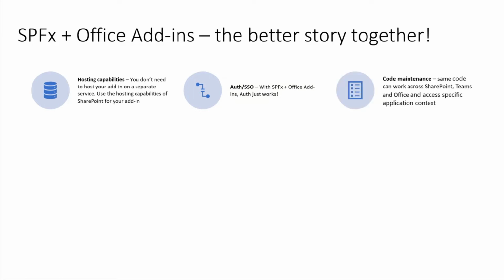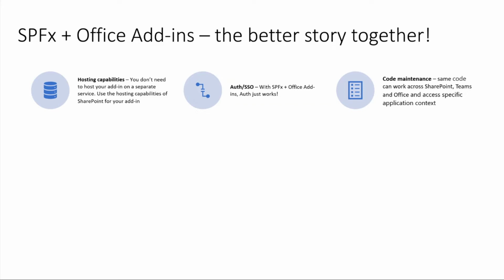Now, the code maintenance is a good thing as well. So the same code can work across SharePoint, Microsoft Teams, and Office. Exactly the same code. You don't have to do any changes within your code, unless you want to access something service or application specific. For example, using the Office JavaScript SDK, then you obviously use the Office JavaScript SDK, which is given to you easily within the code as well. And I'll show you that in a second.